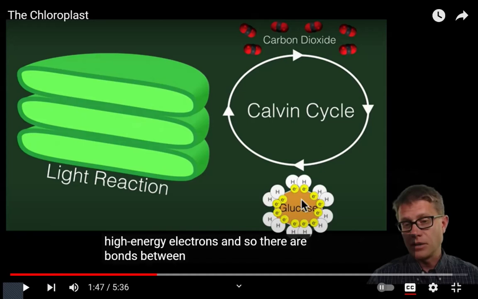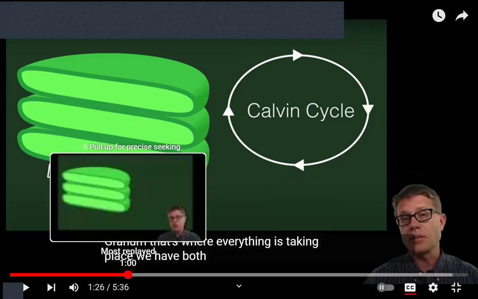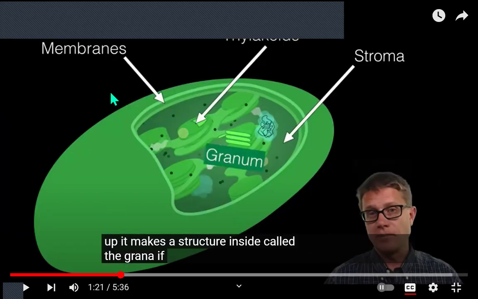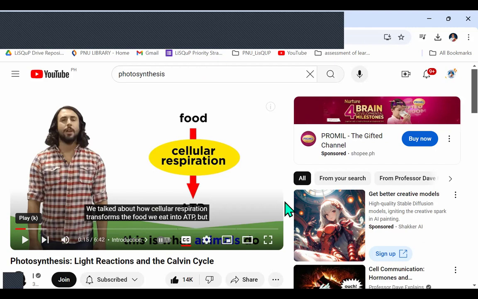Okay, so we'll not go through that one. Just remember the parts of the chloroplast. So you have the membranes, the stroma, and then your thylakoids and granum. Granum for singular and grana for plural. Okay, I will stop share and we will go to our next part.